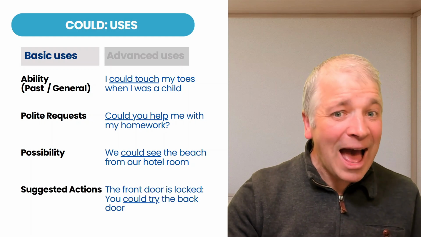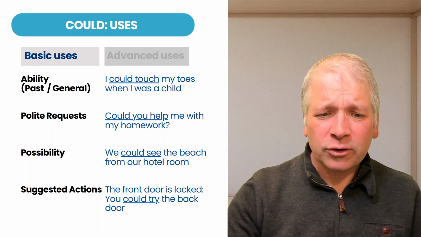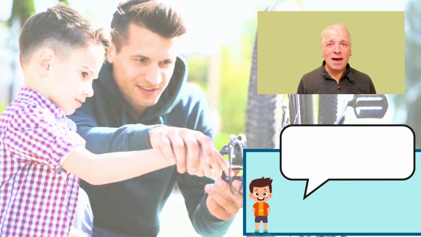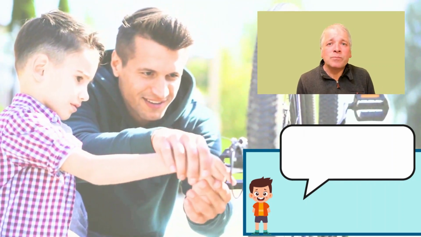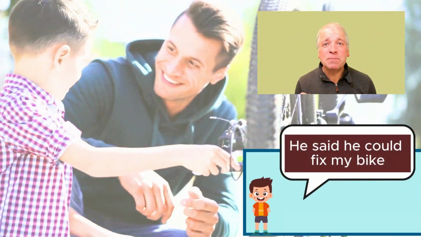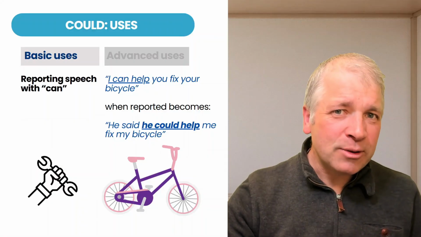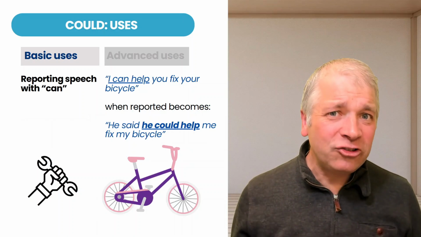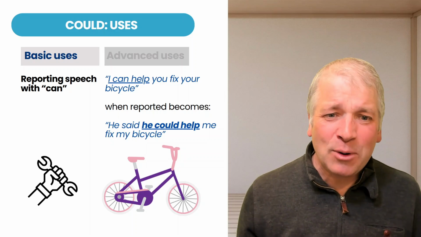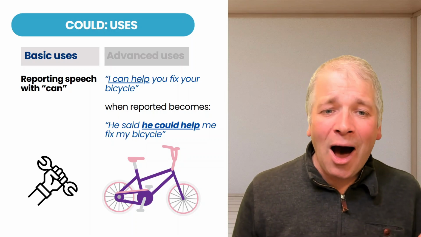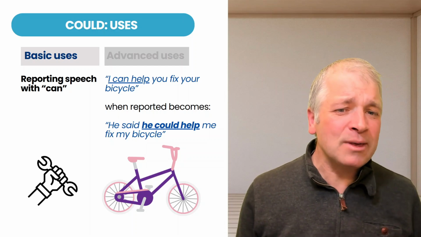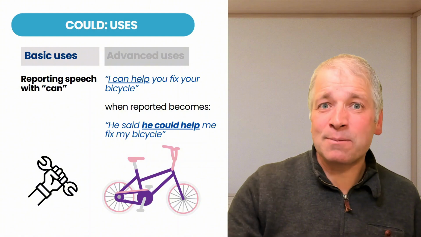And for suggested actions. The front door is locked. You could try the back door. This man is helping the boy fix his bike. And when someone asks the boy, what did he say? The boy replies, he said he could fix my bike. Other basic uses are for reported speech when you're reporting can, which was said in the present. So if someone says, like we saw in the video, I can help you fix your bicycle, when reported, this becomes, he said he could help me fix my bicycle.